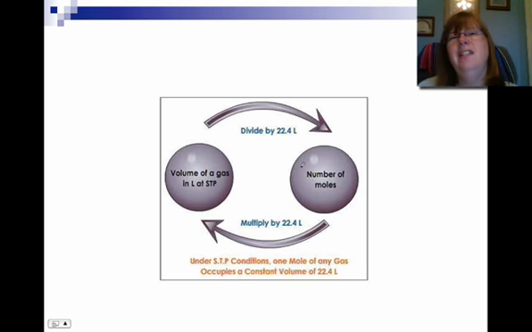Here is just another visualization. If you start with a volume of a gas and you're at STP, you're going to divide by 22.4 to get your moles. If you started with moles, just like the other things, if your unit is moles when you start, you're going to multiply. And this time our conversion factor is 22.4 liters in 1 mole.